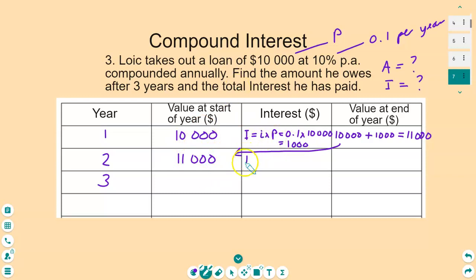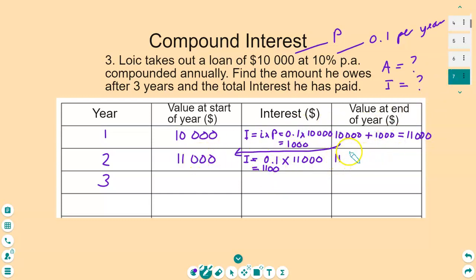Now it's going to be 0.1 times our new principal, which is actually going to be 11,000. Okay, so it all adds up. So that's the interest we're paying in year 2 now: $1,100. And then we've just got to do that again.